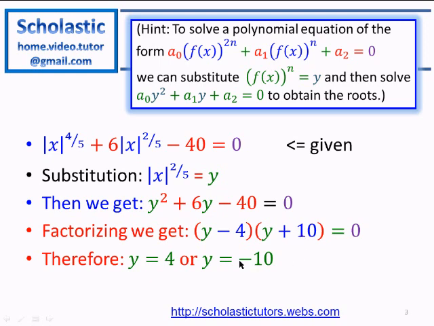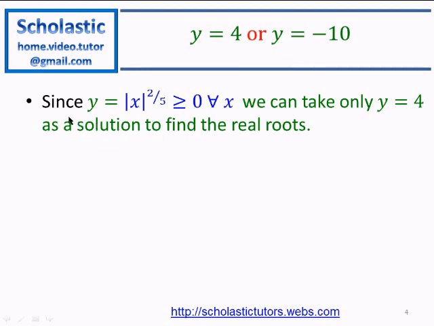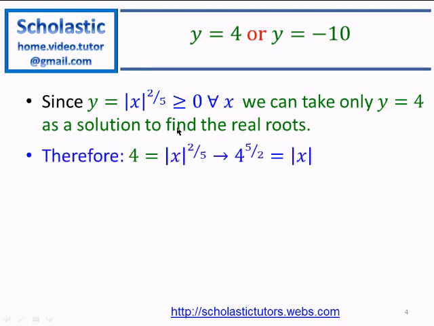Okay, let's go further. Now what we got from this is y can be either 4 or negative 10. But we have used y equal to |x|^(2/5), which is basically a positive number for any values of x. When x equals 0 it is 0, but otherwise it is a positive number. That means |x|^(2/5) is always greater than or equal to 0 for all x. Therefore we can take only y equal to 4 as the solution to find the real roots. So that means 4 equal to |x|^(2/5).